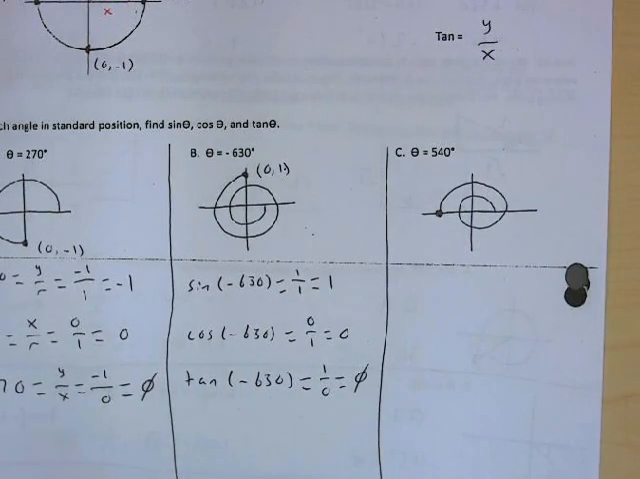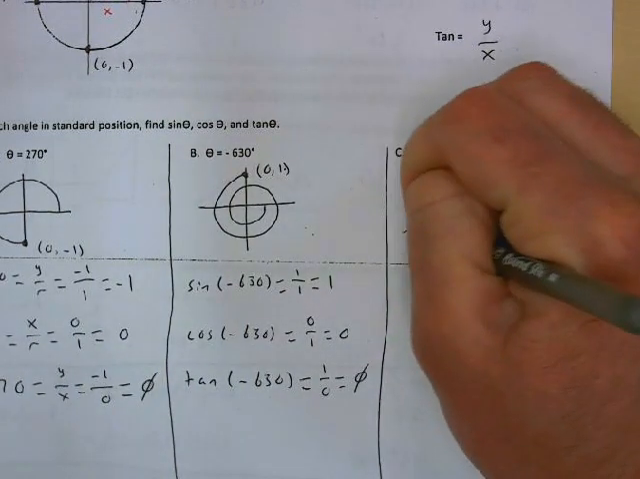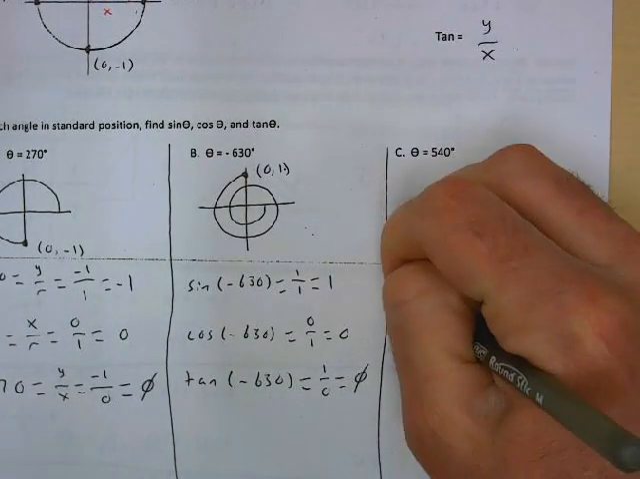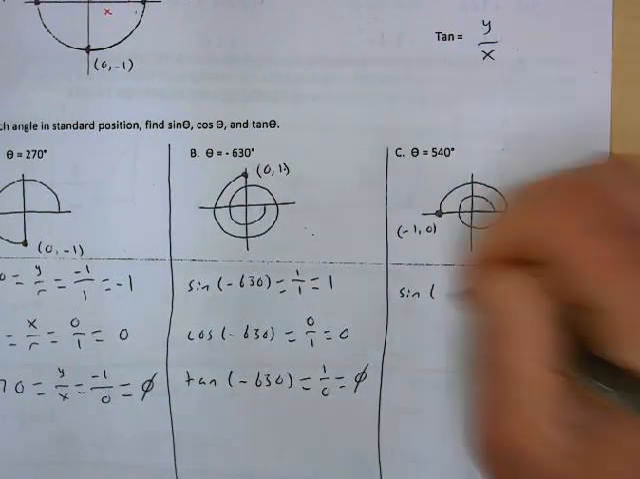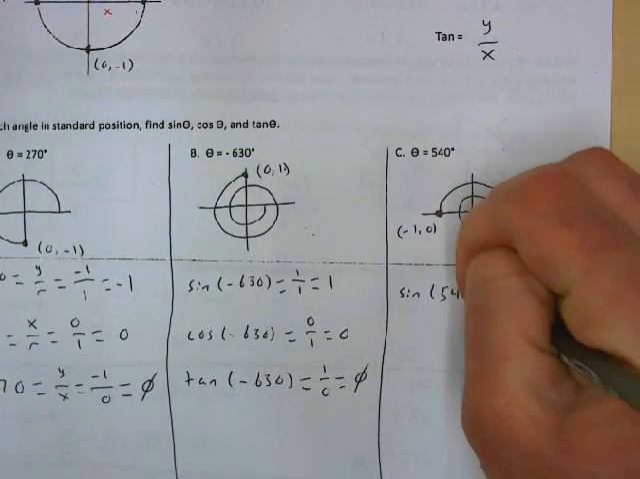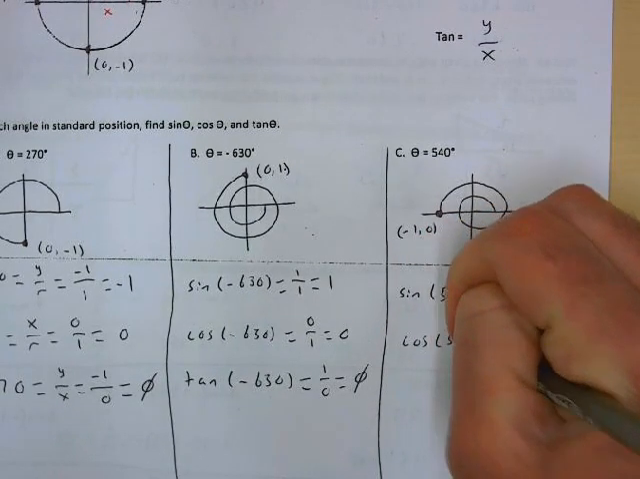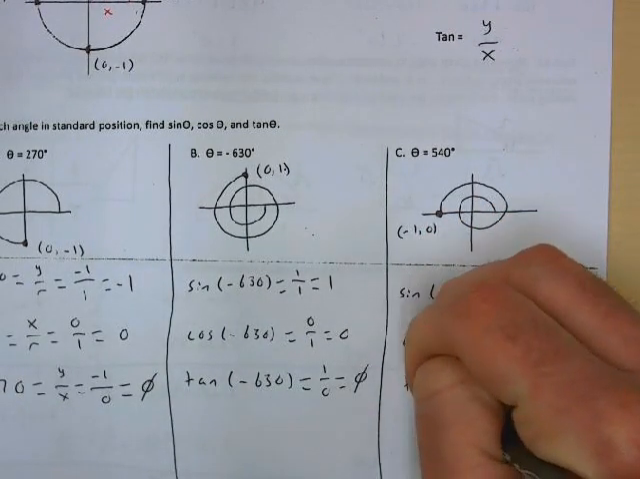Okay, and the coordinates of that point on the unit circle would be -1, 0. And now you can find the sine, cosine, and tangent. So let's see, the sine of our angle, so sine of 540, the cosine of 540, and we don't need parentheses here, but they're not bad.